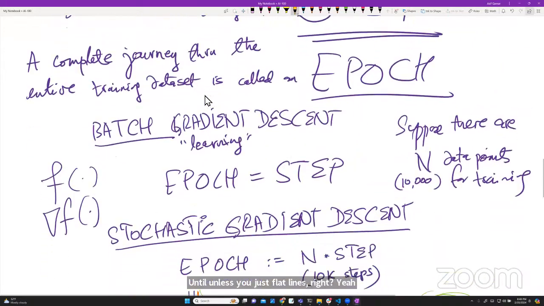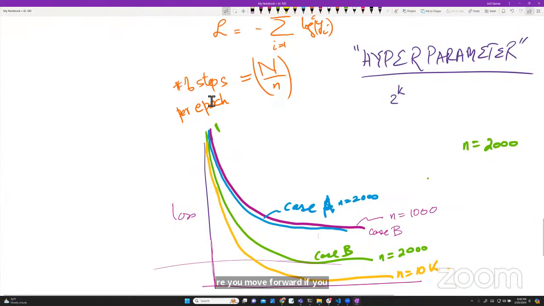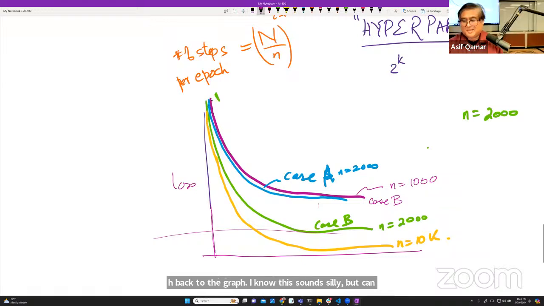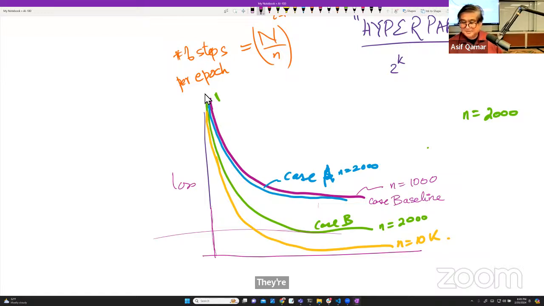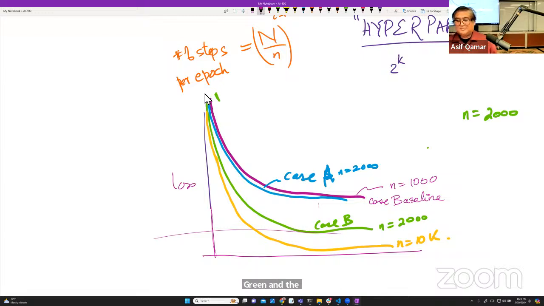Before you move forward, if you can hover back to the graph. I know this sounds silly, but can you make the purple case B as case baseline so that it doesn't contradict with the green case B? Oh my goodness, yes. I told you guys that you'll have to keep correcting me. I am very, very error prone. And the blue one you can remove, the blue and the green are the same. I'm saying that either case A is true or case B is true.